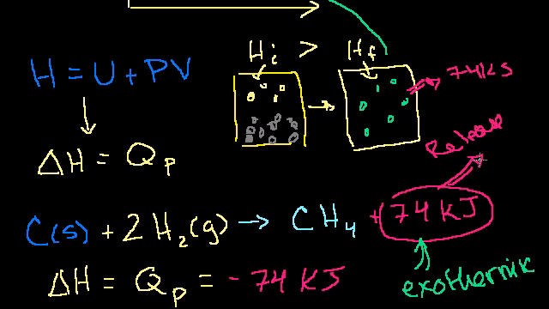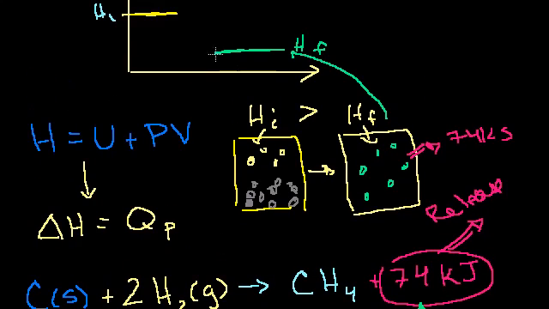Now, if you want to go the other way, let's say we wanted to go from methane back to its elements, you have to add heat into the reaction. If you wanted to go backwards through this reaction, go upwards, you would have to add that heat content to get that positive delta H, and then you would have an endothermic reaction. So if a reaction releases energy, exothermic. If a reaction needs energy to occur, it's endothermic.